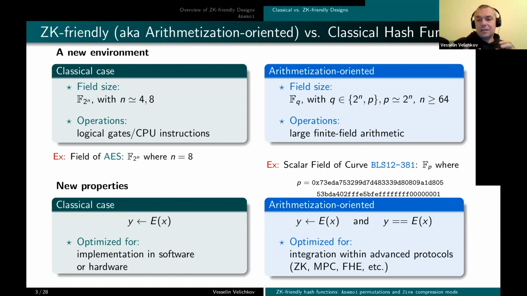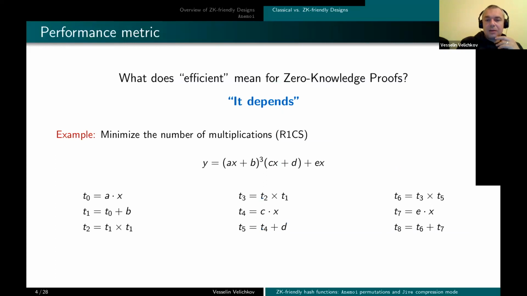And the second thing is that you need to optimize for constraints, like on this slide, where I was saying that the metric that we try to optimize against is the number of constraints that represent the circuit corresponding to your hash function. And for example, for R1CS, a constraint is counted as a multiplication. So you want to have as few multiplications as possible. So that was making a difference.